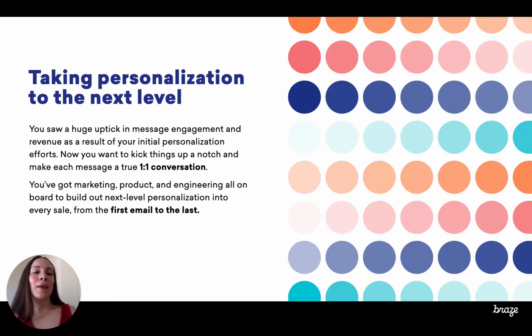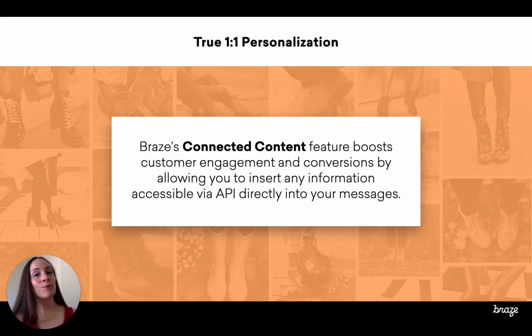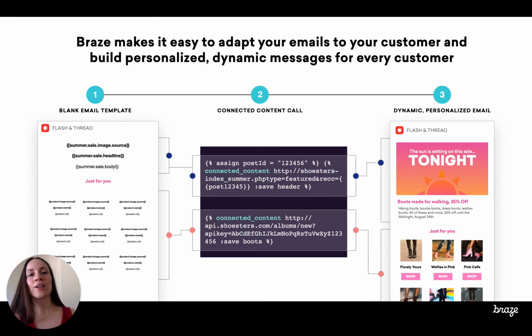So you've tested out some basic personalization and it worked. Now you're ready to explore connected content, which allows brands to have one-to-one conversations with their customers. Braze's connected content feature expands on marketing personalization to boost customer engagement and conversions. This feature allows you to insert any information accessible via API directly into messages you send to users. Here's a behind-the-scenes look at connected content and how it works at a high level. With some liquid and API calls, we tap directly into your first-party data that lives outside of Braze or third-party data like the weather, and pull in the right products, copy, imagery, and more dynamically for every user.